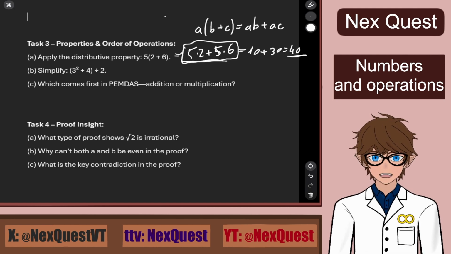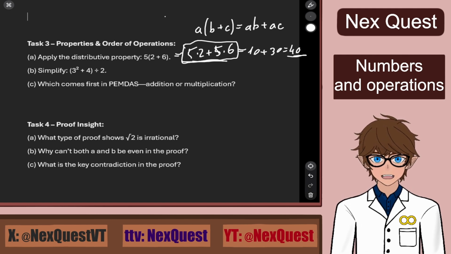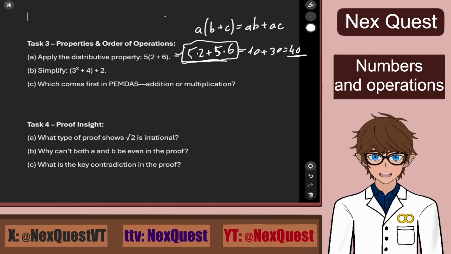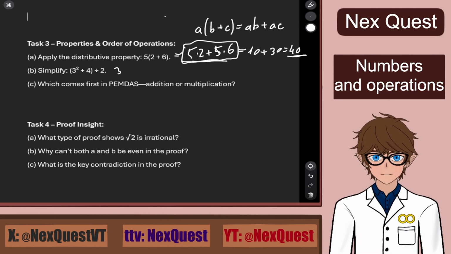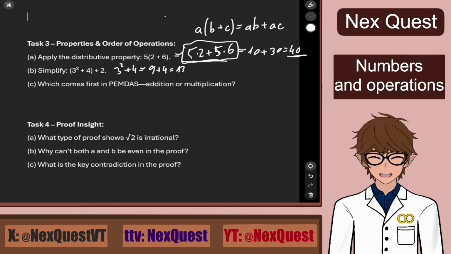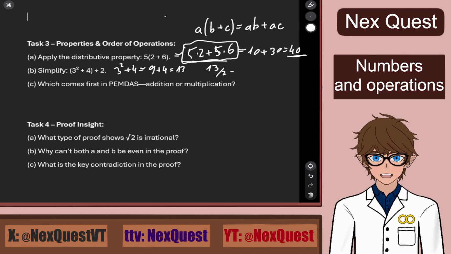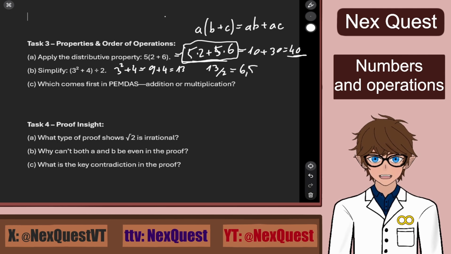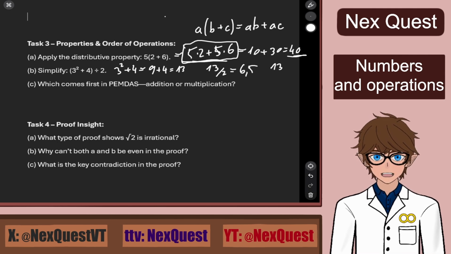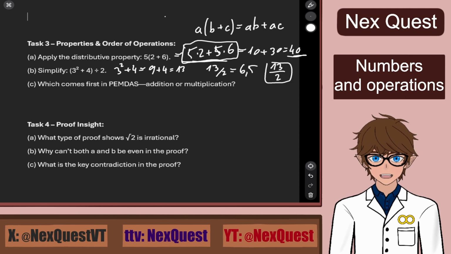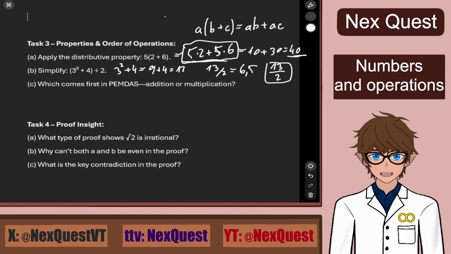Now, for b, we have to simplify 3 squared plus 4 divided by 2. So, according to PEMDAS, we would solve first the brackets, which means that we have to first solve for 3 squared plus 4, which is 3 times 3 is 9, plus 4 is 13. Now, we go to division. 13 divided by 2, we can either leave it as a fraction, or we can solve it as 6.5. Either of these would work, but I think most teachers would prefer a fraction instead of a decimal result, unless they specify to calculate the result.